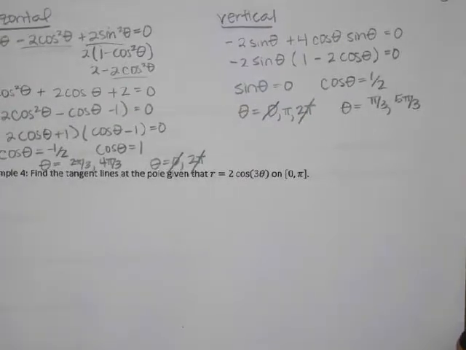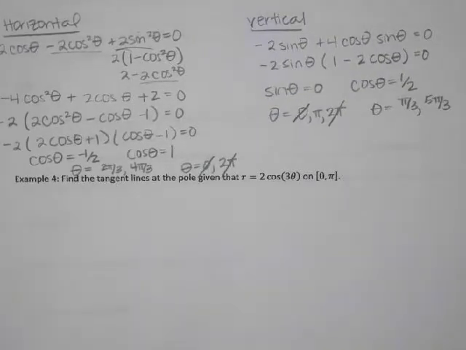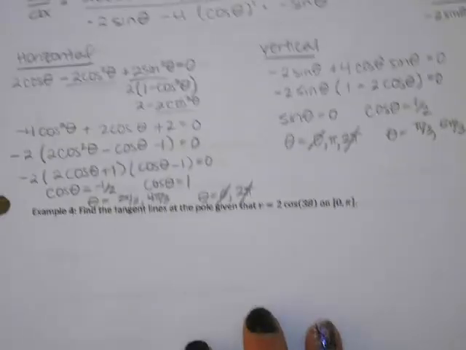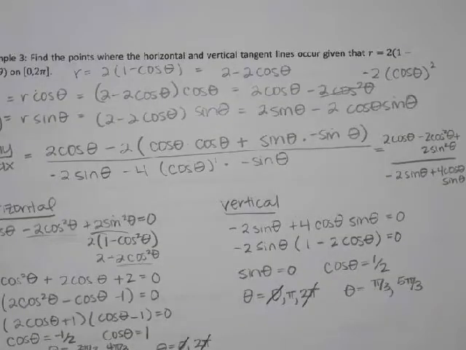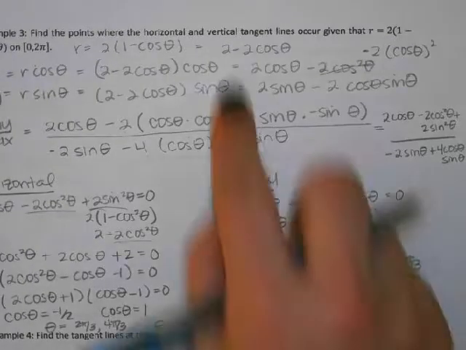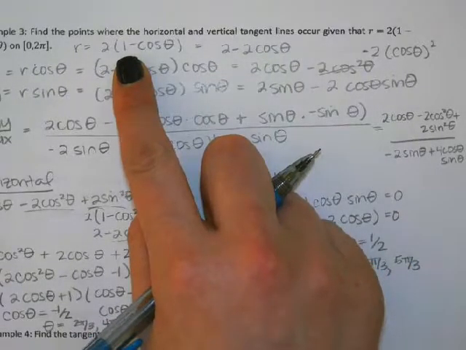Okay, now what do we do? No, we're not done. What's the big picture? What was our goal here? To find points. Points are in terms of r and theta. We already have the theta, we need the r. So we go back, how do we find r? You can plug it in here if you want, or you can plug it in here.